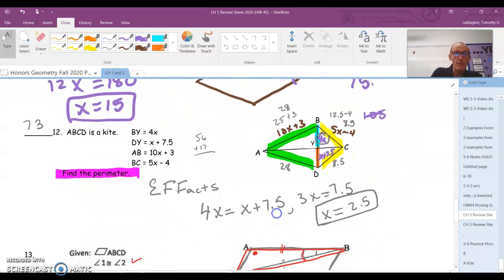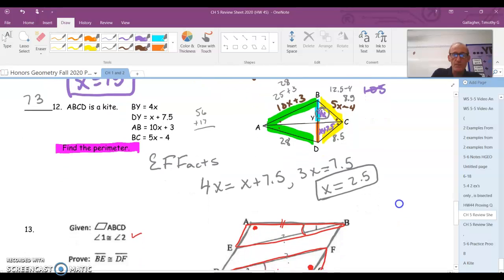Okay, so in problem number 12, you have to use the facts of a kite to find the perimeter and 2 distinct sides congruent. Diagonals: the smaller diagonal is split into 2. The larger diagonal actually bisects the angles, but you're not needed in this problem. But it is the larger diagonal that bisects the smaller diagonal, making the smaller diagonal 2 equal parts.